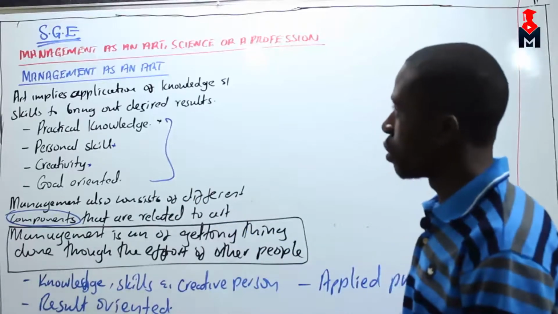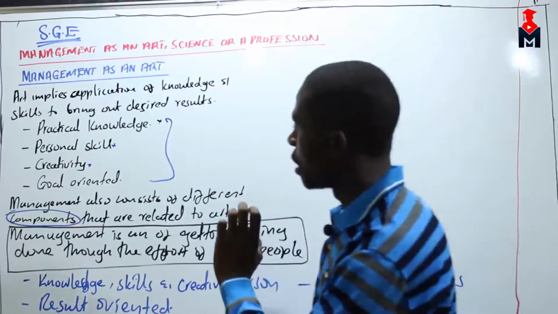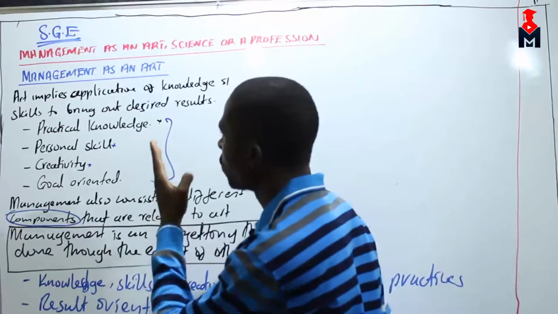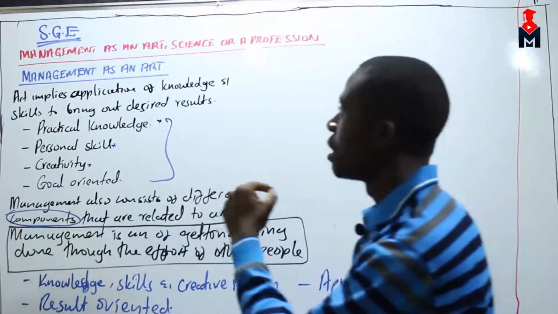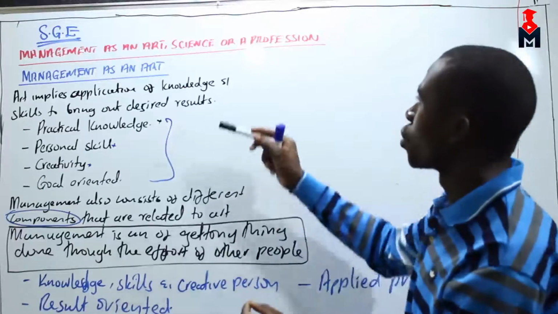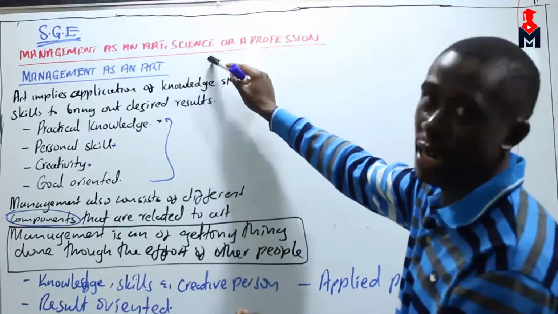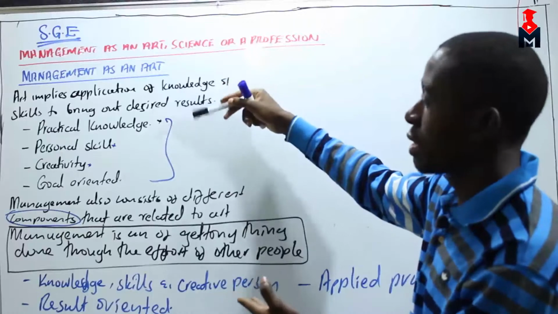So to that juncture, my good students, I want us to mark our class. I want us to stop from there after we've looked at management as an art, so that for the next component, I want us to talk of management as a science, so that you can also see the same relationship.